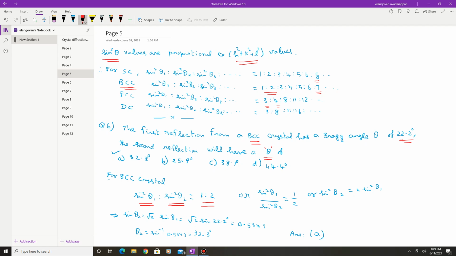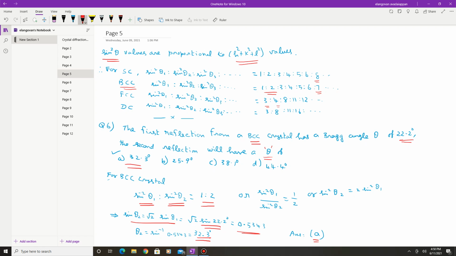So taking the square root, sin theta 2 is equal to root 2 times sin theta 1. From this theta 2 can be calculated, which is 32.3 degree. So theta 2 is equal to 32.3 degree. So the answer A is correct.